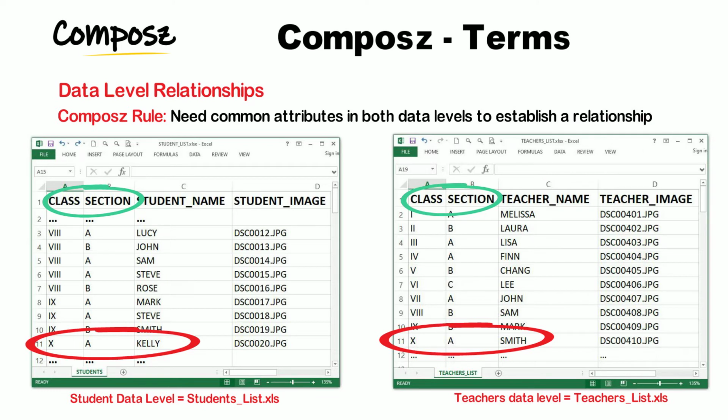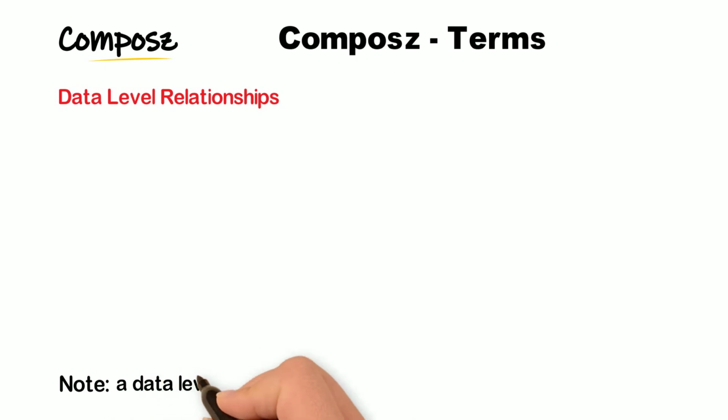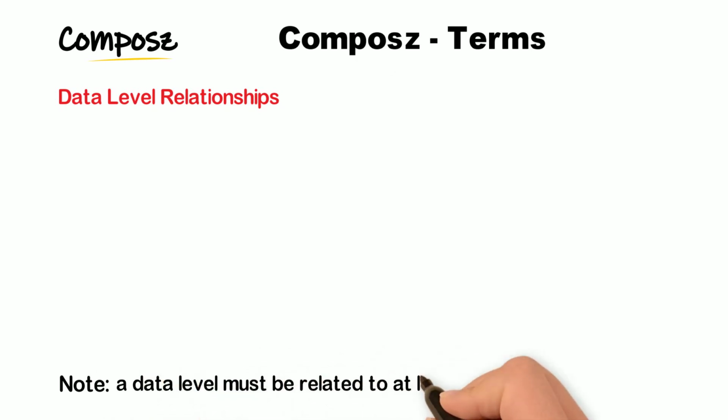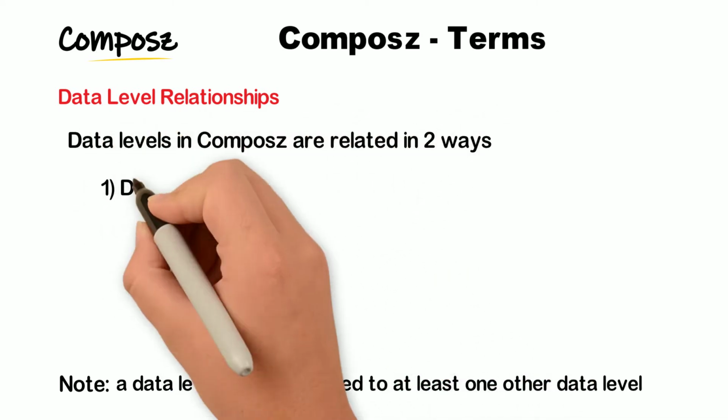Note: in real life, schools already have their data files related by having common attributes between the files. Similarly, in Composz, if you have more than one data level for a product, then a data level must be related to at least one other data level. Data levels in Composz are related in two ways. 1.